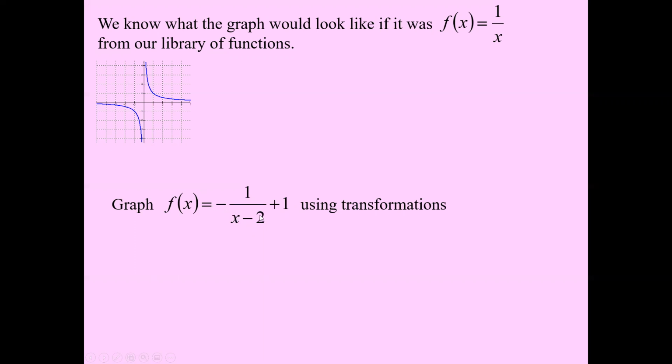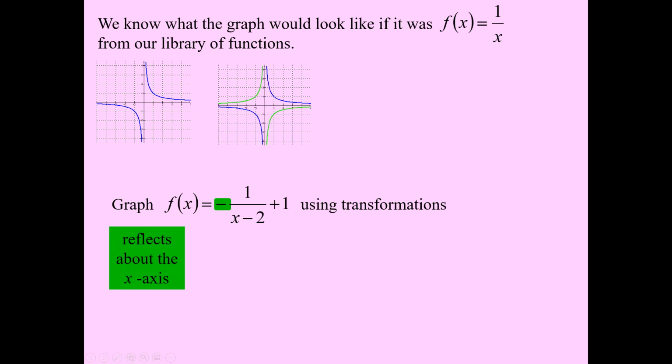Now, this is a part of the x, so this one says it will be shifted to the right by 2, or it's a horizontal shift by 2 units. And then this will be upward by 1. Okay, so let me go ahead and describe what I'm doing. That's a reflection about your x-axis. That's the first thing that you want to do. You want to look at the sign first.